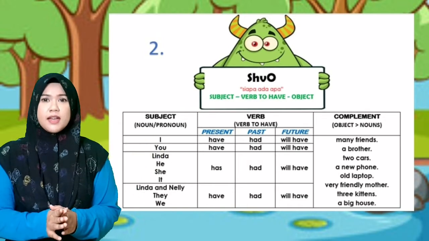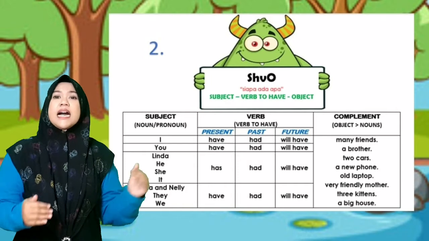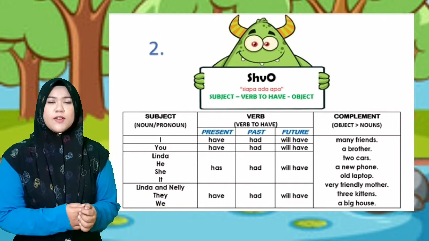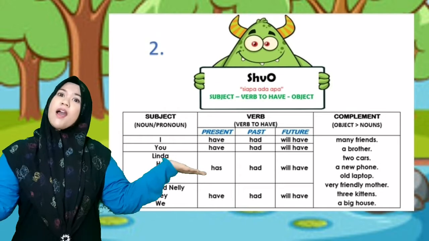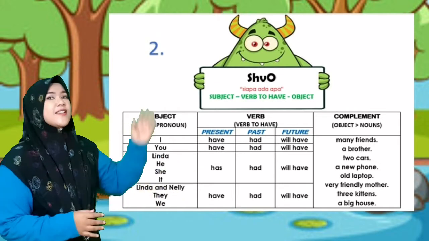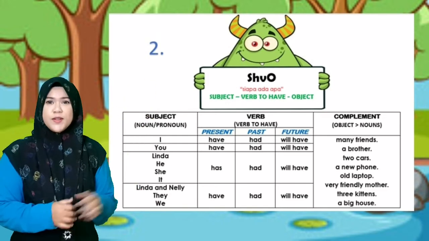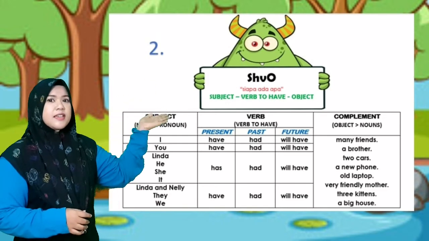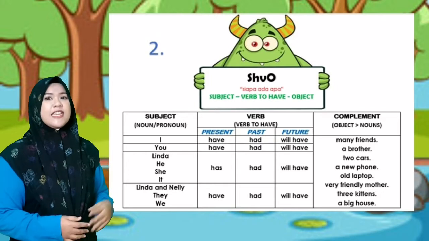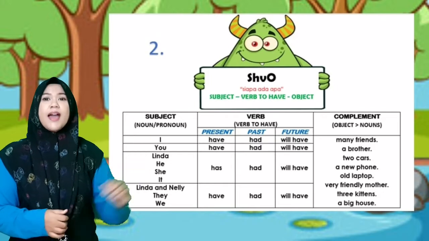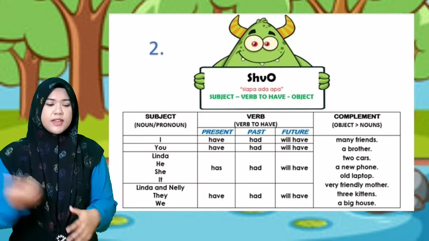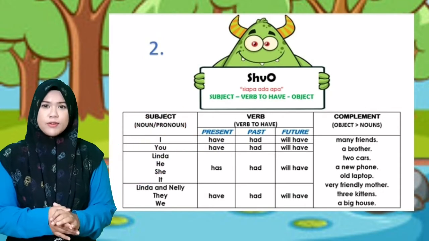S, have, O adalah bila kita nak buat ayat siapa ada apa ataupun siapa mempunyai apa. For example, saya ada ramai kawan, dia ada banyak duit. So let's look at the rules ataupun formula dia. Kita ada subject followed by verb to have, diikuti oleh object. Kalau kita belajar dulu, kalau awak ingat dekat object tu kita letak noun.